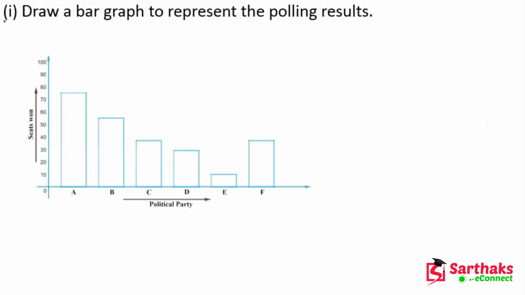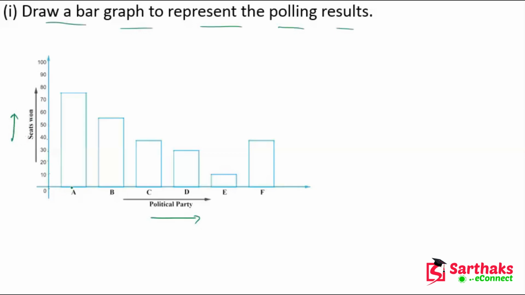Here you can see the first part of this question: draw a bar graph to represent the polling result. On the x-axis we are taking the political parties, and on the y-axis we are taking the seats won. On the y-axis we have 0, 10, 20, 30, 40, 50, 60. The difference between two consecutive intervals is 10.